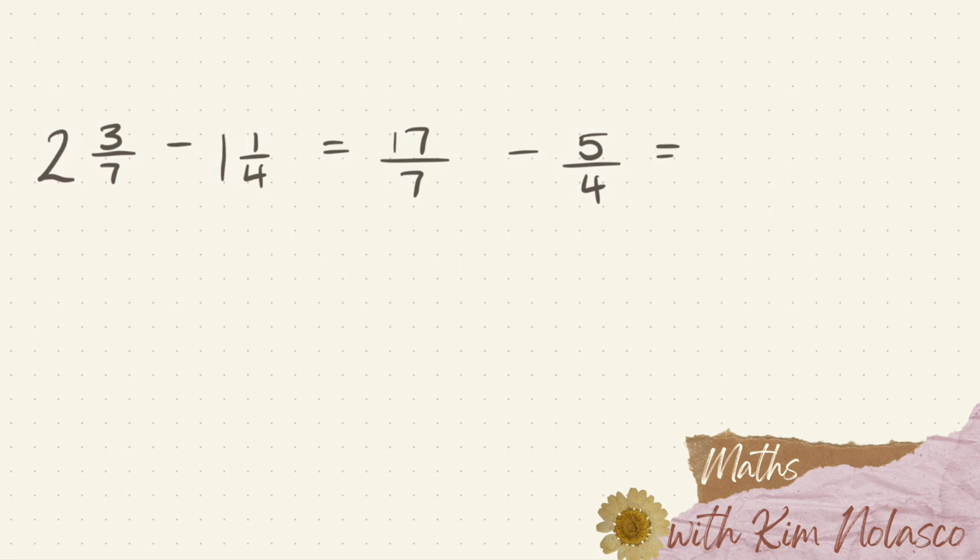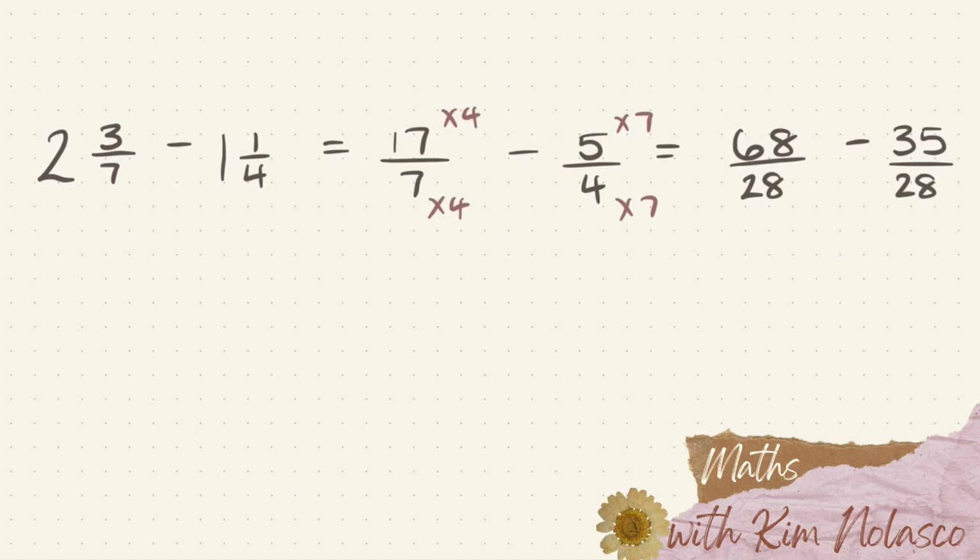Now converting this to have the same denominator, I need to multiply this fraction by 4 and this fraction by 7. 17 times 4 is 68. 7 times 4 is 28. 5 times 7 is 35. 4 times 7 is 28. Now I can subtract the two top numbers. So 68 take away 35 is going to give me 33, and it's all over 28.